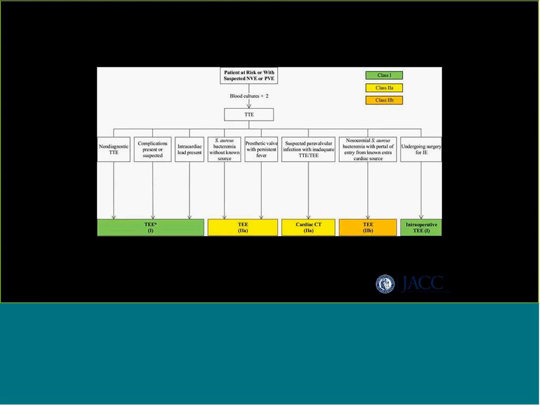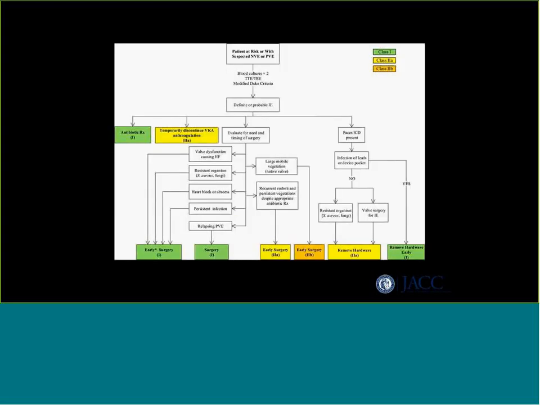So this is just an algorithm that goes through diagnosis of patients with suspected native valve or prosthetic valve endocarditis. And again, I'll not bore you with reading you all these slides.